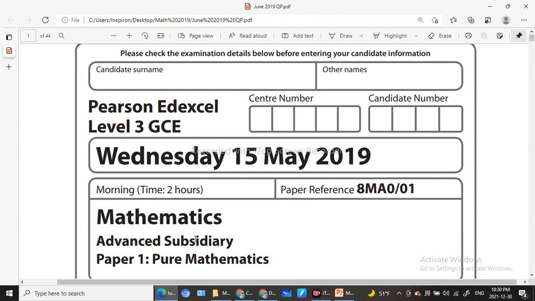And let us solve the first two questions from this paper. Paper 1, Pure Mathematics, Advanced Subsidiary, Pearson Edexcel, Wednesday, 15 May 2019.